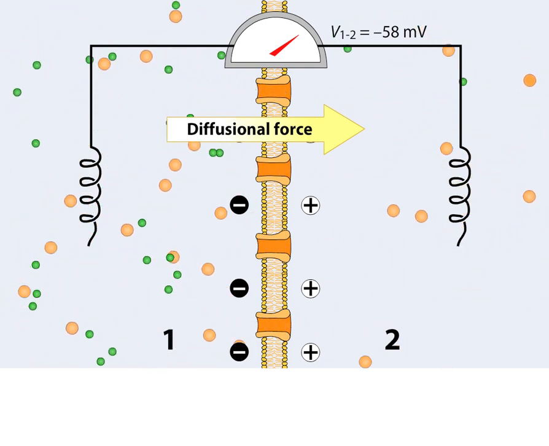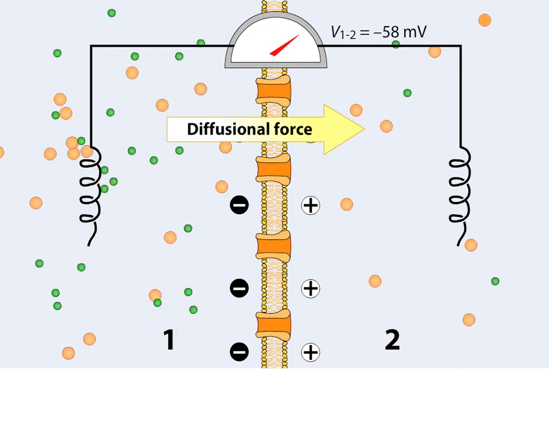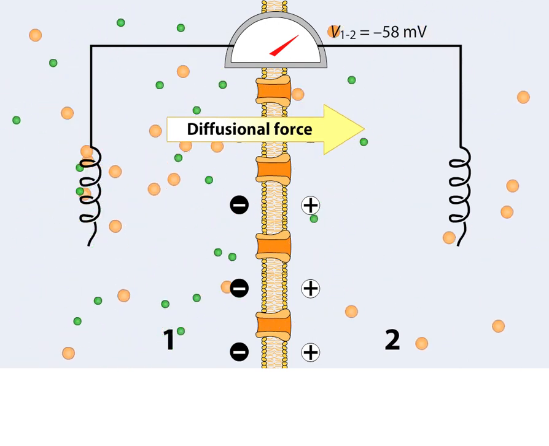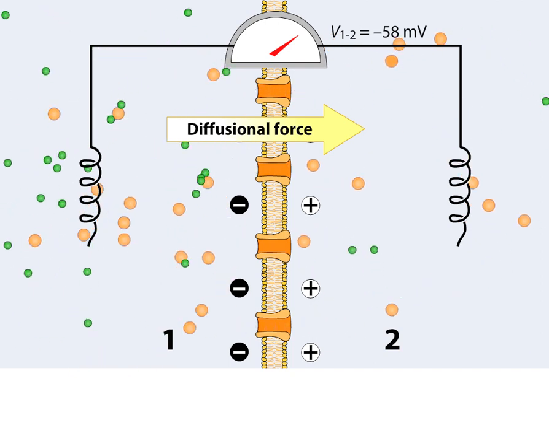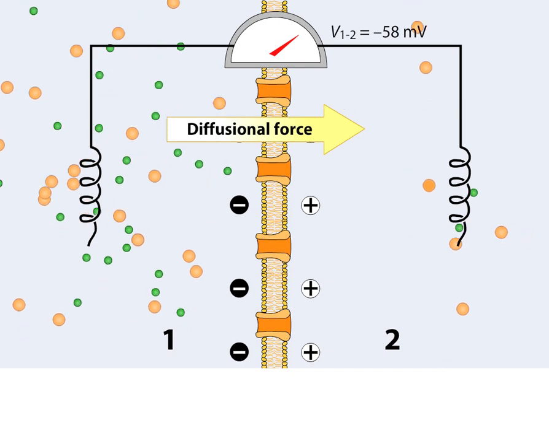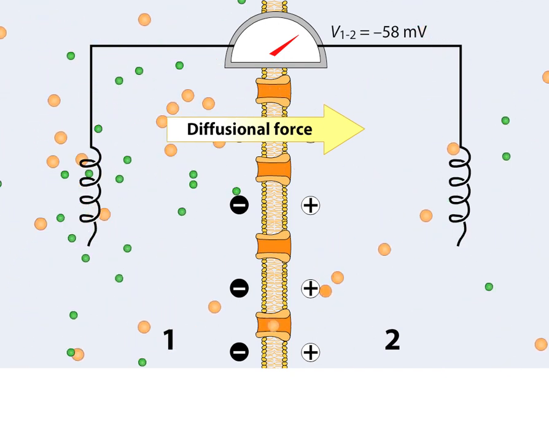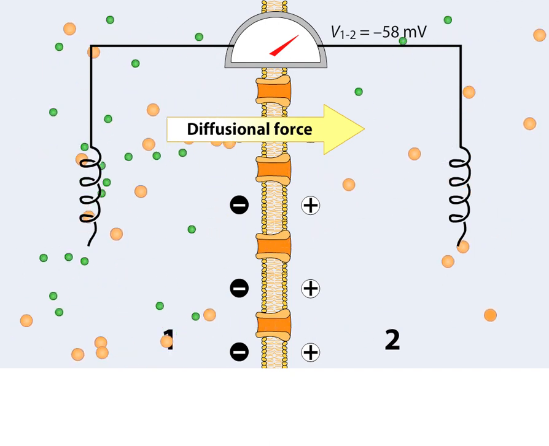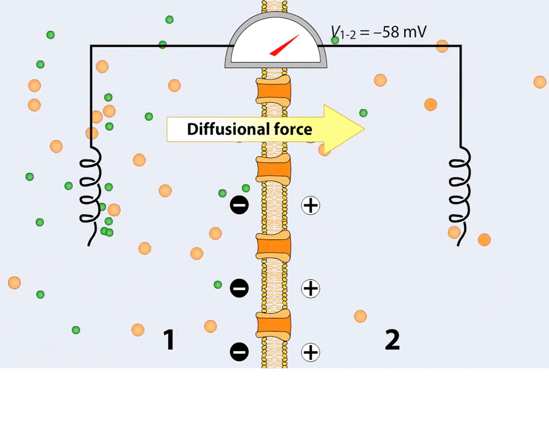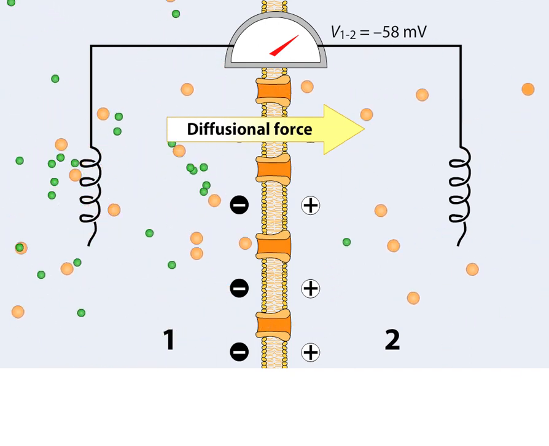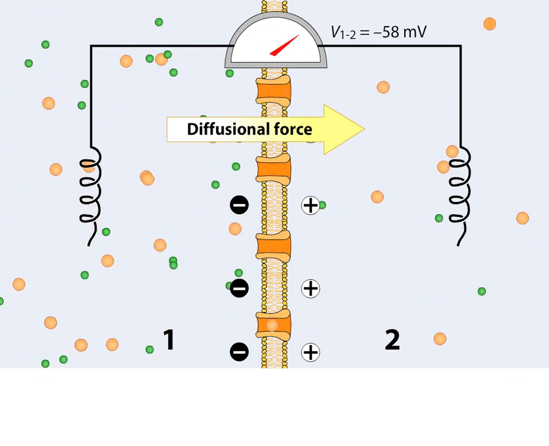Because the potential gradient across the membrane tends to repel the charged potassium ions, it tends to impede further flow of potassium ions. Thus, as compartment 2 becomes positive relative to compartment 1, the increasing positivity makes compartment 2 less attractive to the positively charged potassium ions. When the two forces are in balance, there will be no net movement or flux of potassium across the membrane.